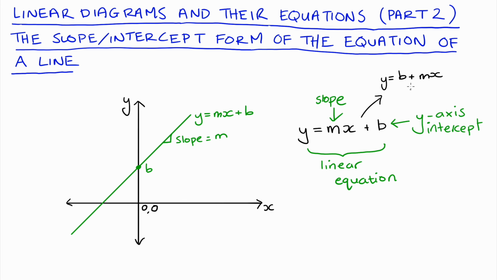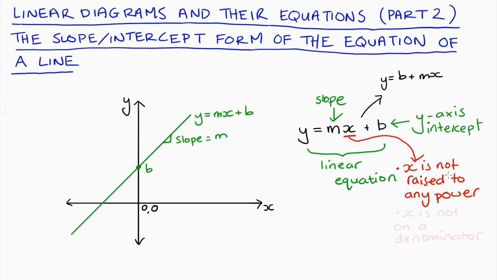And what's really important here is that it's y, that's our vertical axis variable, that is isolated on the left-hand side of the equality sign. And x, that's our horizontal axis variable that's on the right-hand side, is just hanging out there with at most a coefficient m next to it. So it's not raised to any power, it's not on a denominator, we're not thinking about the log of x, nothing like that. All of these things would imply a nonlinear or a curved line equation.